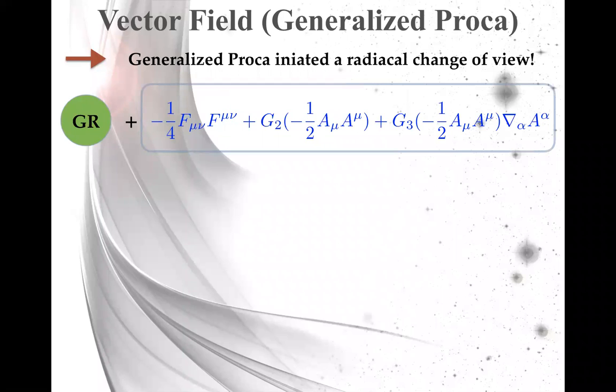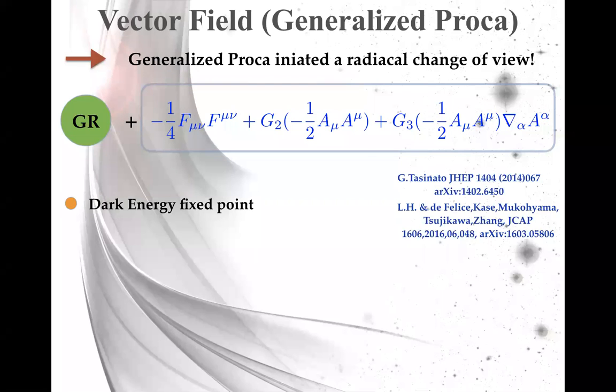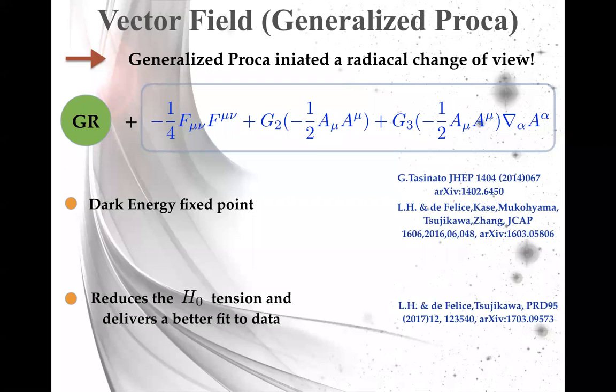So just to give you a very simple example, imagine you have this simple Lagrangian with a kinetic term of the vector field, some functions of the mass term, and then some cubic type of Galileon interactions. Then with this simple action already you can have dark energy fixed points. So this vector field plays the role of dark energy. And we have also actually shown that it reduces the H0 tension and delivers a better fit to data.